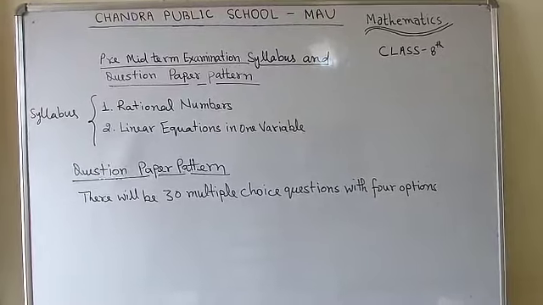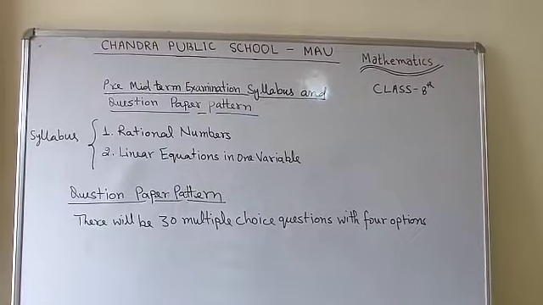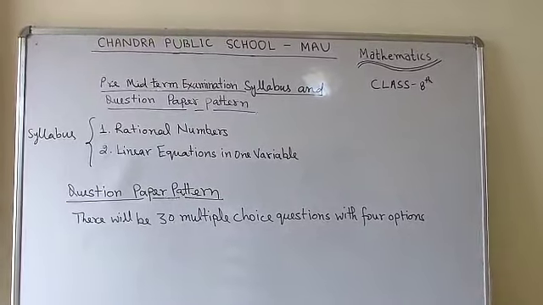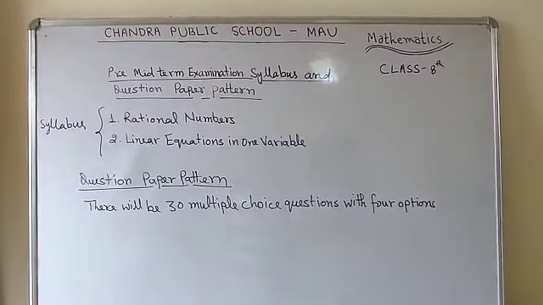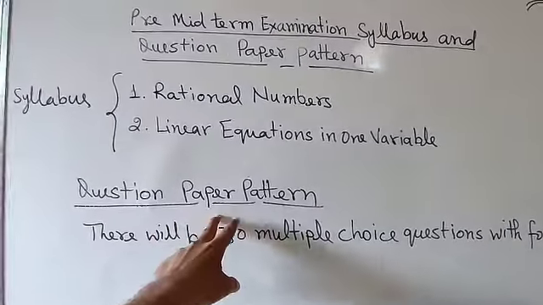There will be two chapters in your pre-midterm examination in mathematics. First one, rational numbers, and second, linear equation in one variable. Both the chapters I had already completed. Here it is the question paper pattern.